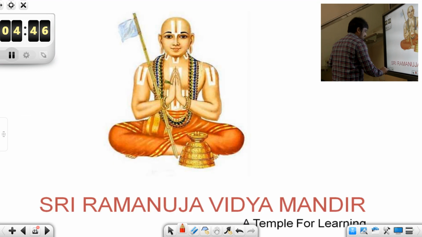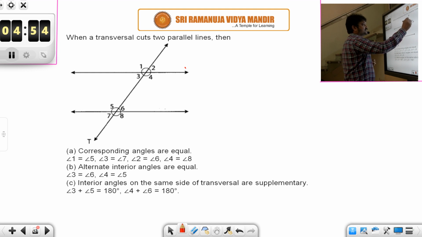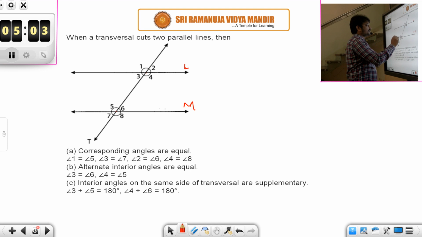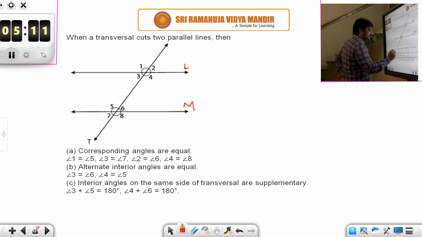Now in today's topic, let's see some more important things. When a transversal cuts two parallel lines, consider the same example: this is parallel line L, this is parallel line M, and the transversal line T intersects L and M, making these 8 different angles. Then there are some relations between these angles. You should memorize them, and you should understand this.